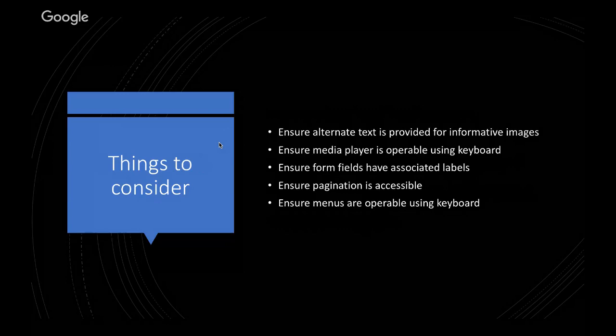Things to consider: you need to make sure you provide the alternate text for images. WordPress has an ability, when you upload an image, when you insert an image into the editor, there's an option to provide the alternate text. So there is a facility available that you need to use.